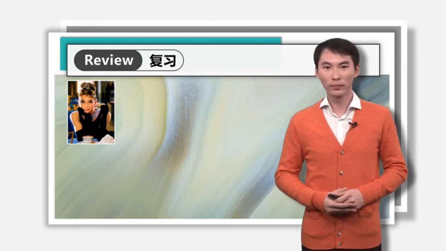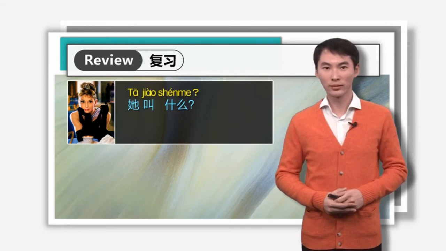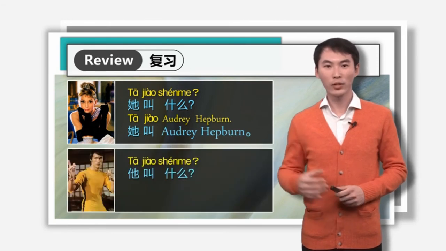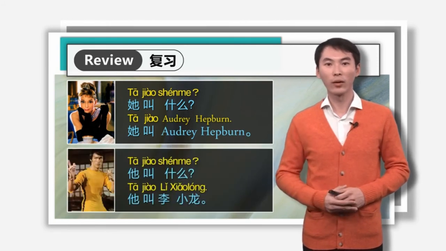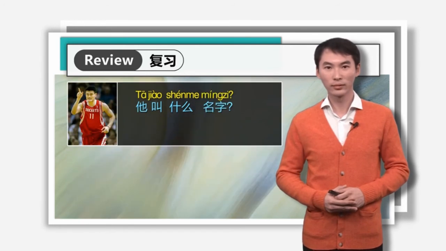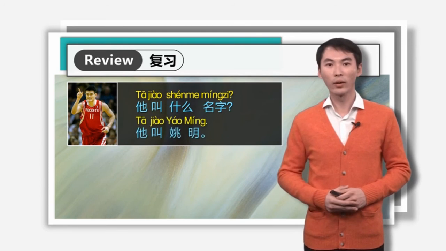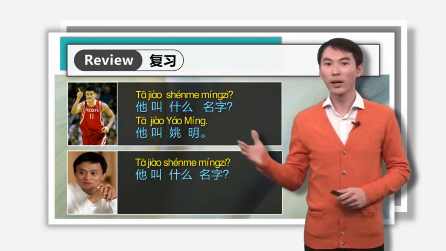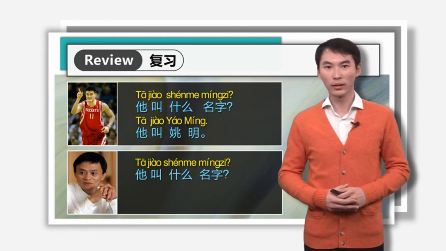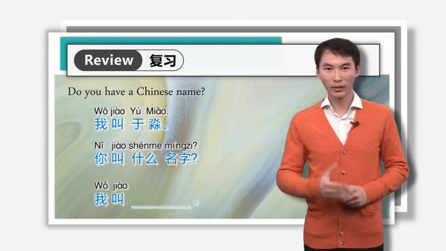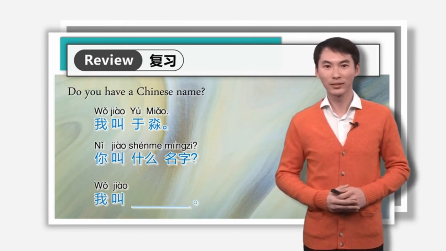Do you know them? 他叫什么? 他叫 Audrey Hepburn. 他叫什么? 他叫李小龙. 他叫什么名字? 他叫姚明. 他叫什么名字? 他叫马云. Very good. Now, do you have a Chinese name? 我叫于淼. 你叫什么名字?